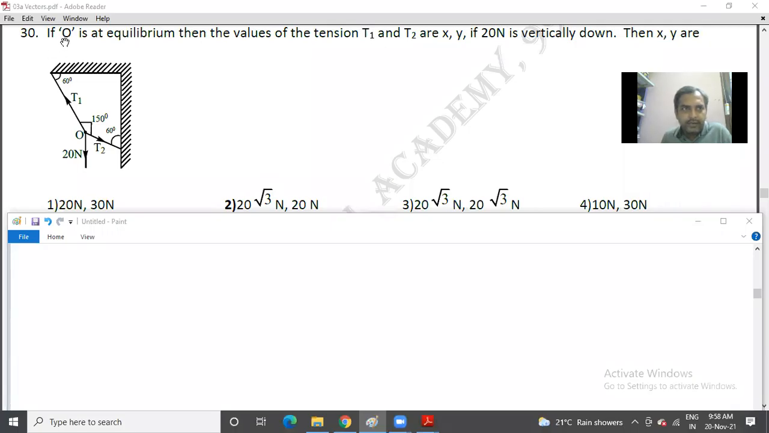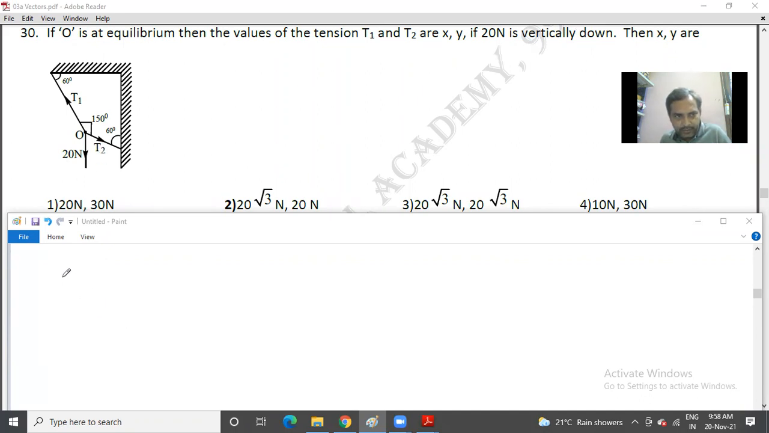This is another question. If O is at equilibrium here, then the values of T1, T2 are X, Y. If 20 newtons acts vertically downwards, what we need to find out? X and Y. X and Y means we need to find out T1 and T2. So this is the diagram given. We need to find out the angles between T1 and T2, between T1 and 20, and between T2 and 20.